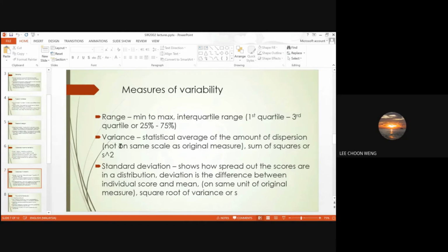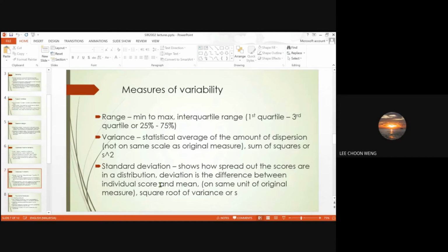However, variance is not the same scale as the original measure. So what we usually do is take the square root of variance to give you standard deviation, because standard deviation is the same unit as the original measure. That's why in most journals you'll see they usually report mean plus minus standard deviation.